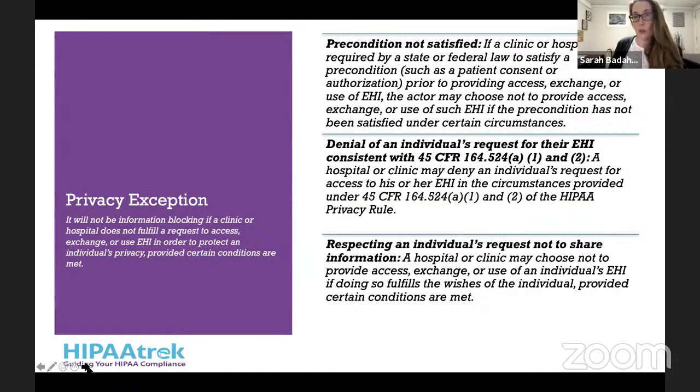42 CFR Part 2 is one of them, right? Where it specifically requires consent from a patient to release their information for any reason, including treatment purposes. So Part 2 data cannot be shared between providers without specific patient consent, is what Part 2 calls it. So that is an example of the precondition not being satisfied.